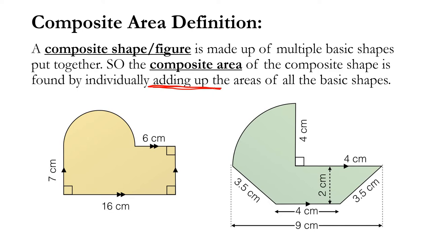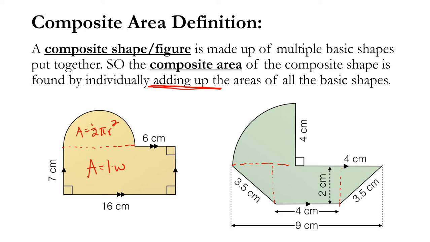If we look at the two pictures below as examples, we have this yellow composite figure, which, if we cut it up, is a rectangle and a semicircle. We would find the area of a rectangle, find the area of a semicircle, and then add those two areas together. In the green one over here, we have a quarter circle and a trapezoid. But if you didn't see that it was a trapezoid, you could have easily broken it up into a rectangle and two triangles.